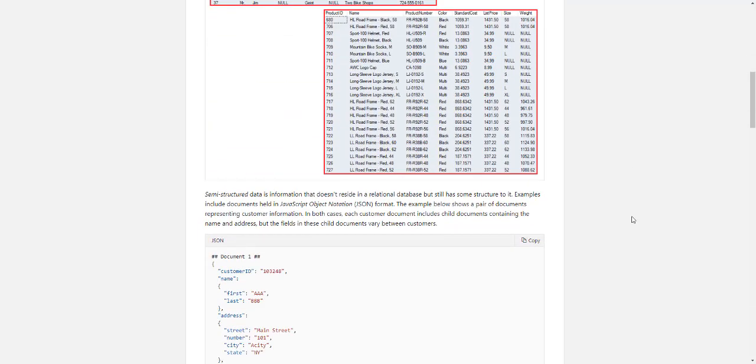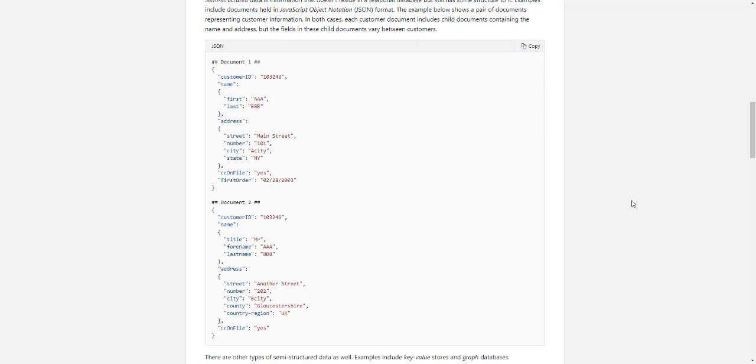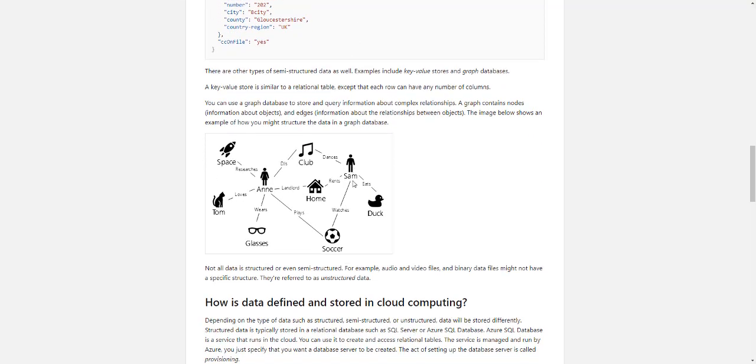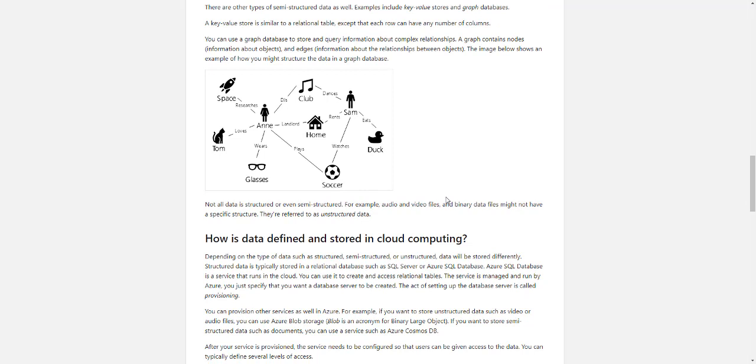Semi-structured data is information that doesn't reside in a relational database, but has some structure to it. Examples include documents held in JavaScript object notation, otherwise known as JSON format. The example below shows a pair of documents representing customer information. In both cases, each customer document includes child documents containing the name and address, but the fields in these child documents vary between customers. There are other types of semi-structured data as well.